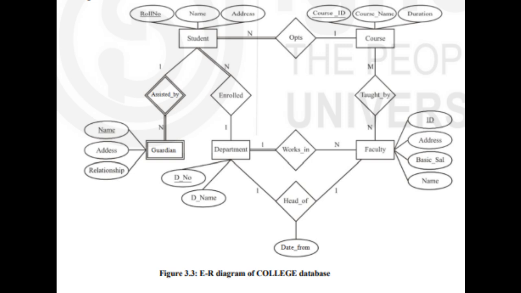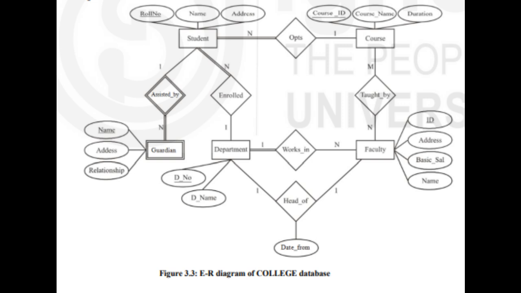Conversion of entity sets. Strong entity set. For each strong entity set E in the ER diagram, you create a relation R containing all the simple attributes of E. The primary key of the relation R will be one of the key attributes of R. For example, for the entities student, faculty, course and department, which are strong entities, relations as shown in figure 3.4 would be created. Student: roll no, name, address.